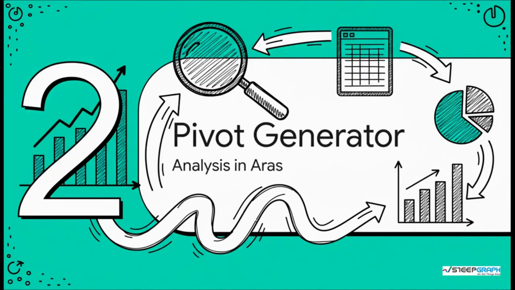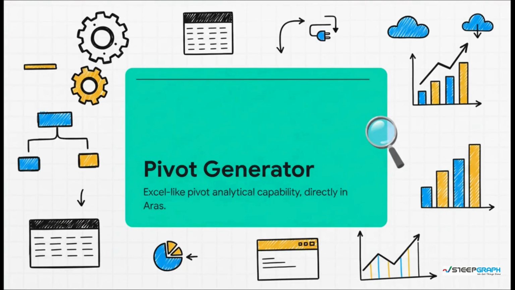Let me introduce you to the Pivot Generator. Think of this as your new analytical powerhouse, built to live directly inside Aras. It's the answer to that call for Excel-like power, right where you work. To put it as simply as possible, the Pivot Generator gives you that Excel-style pivot table functionality you've been asking for right where you need it most. No more exporting, no more switching apps, just pure integrated analysis.